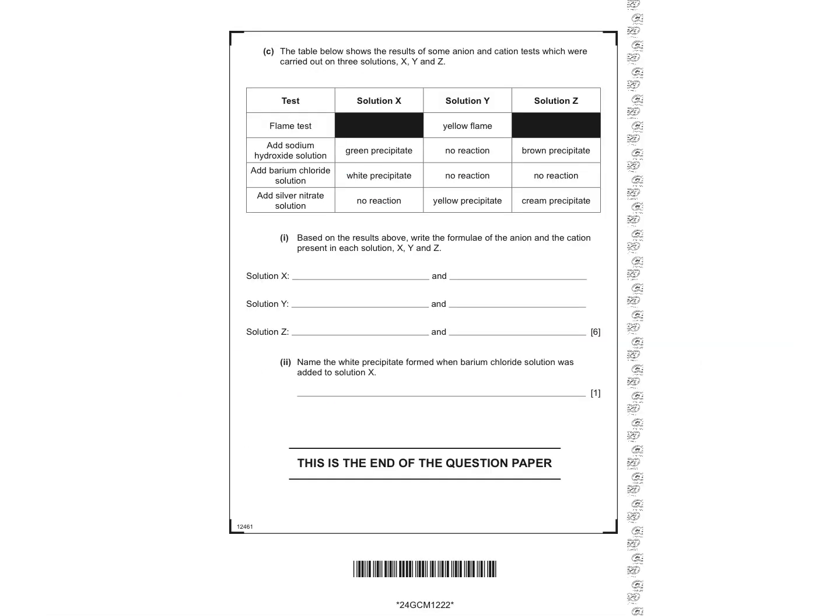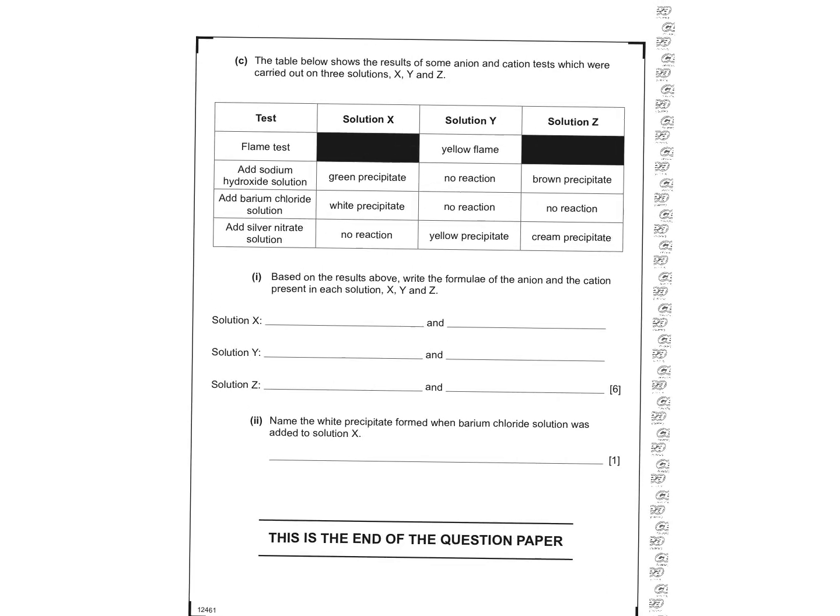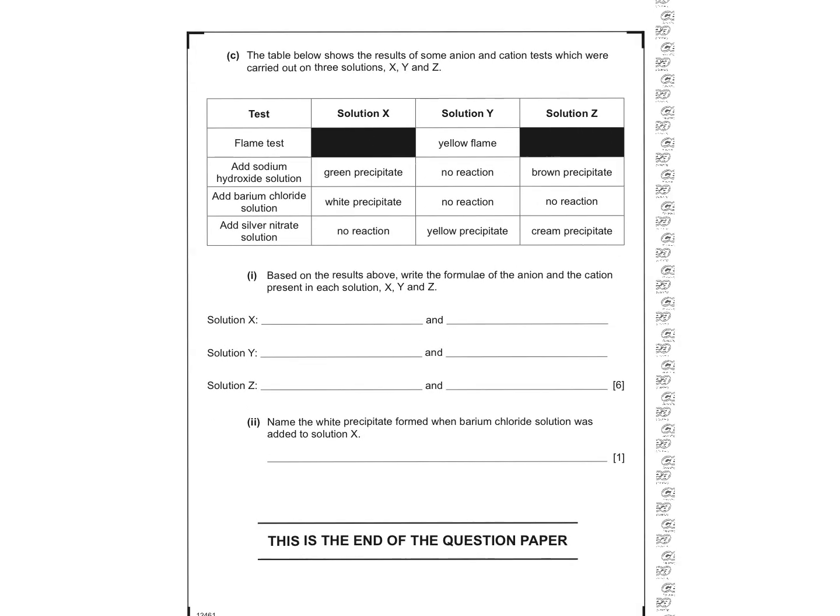Final part of the question. Test for ions. See part 1. Based on the results above, write the formula of the anion and the cation present in X, Y, and Z. Okay, so let's start with X. We've got sodium hydroxide being added, and we get a green precipitate. So that tells us right away that it contains iron 2.